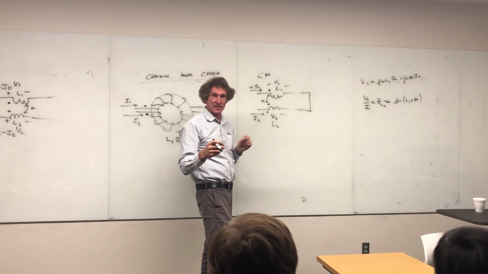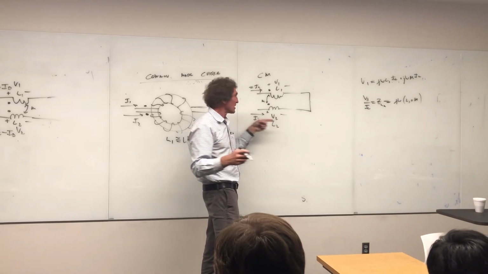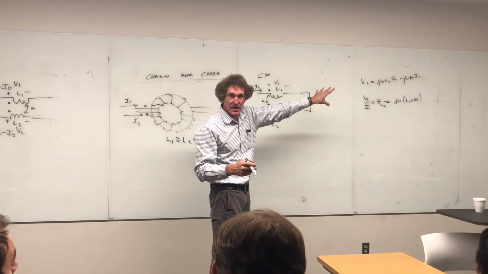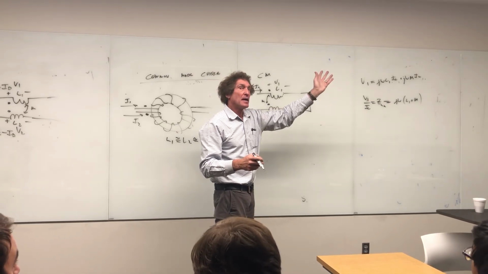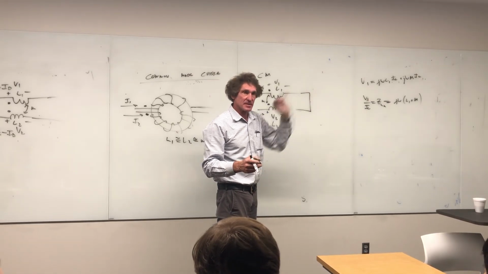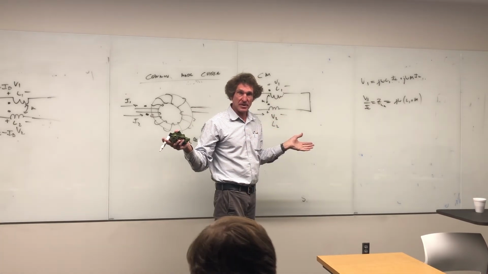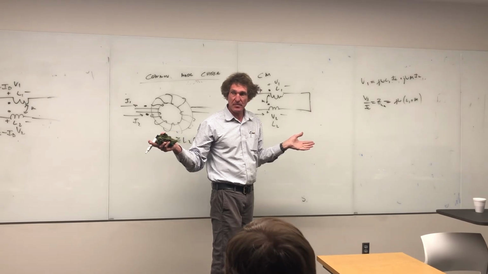Are you with me on that, class? Because it's the same exact effect. Current going this way, V2 would be J omega M IC plus J omega L2 IC, because IC is flowing into both dotted terminals. Agreed? Are you with me?